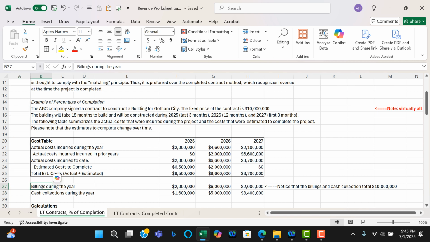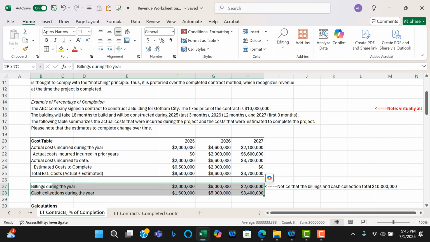Because this is a fixed price contract, they're incurring all these costs. So as they incur the costs, the city has to start paying, or they're going to come close to $8.5 million in costs. So the city has to pay as you go just to let them work on the project without going bankrupt. Okay, so these are billings by the contractor to the city during the year.